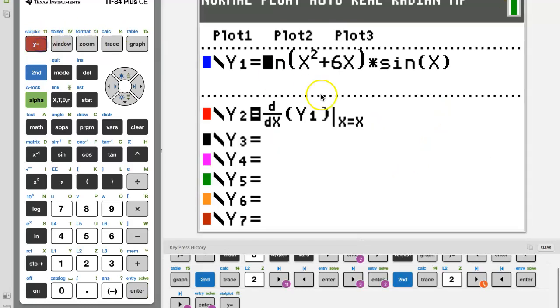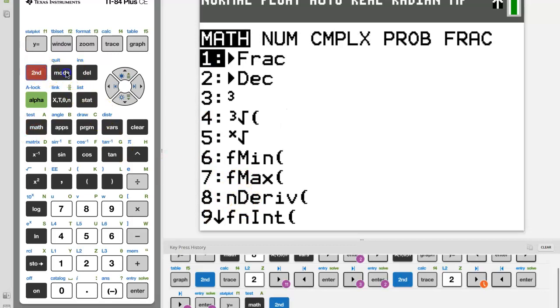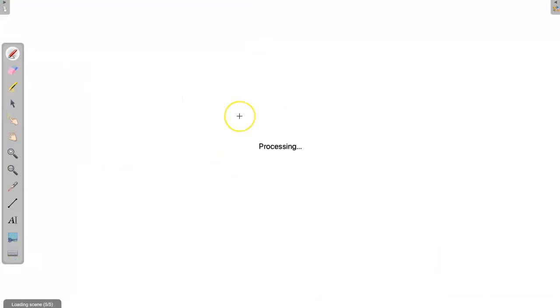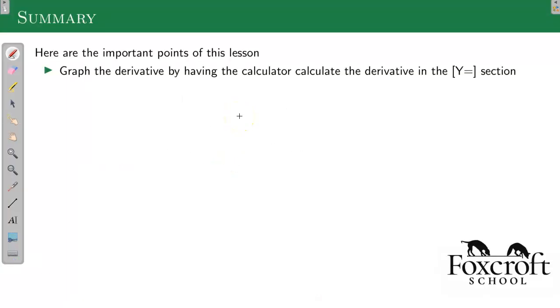So being able to graph the derivative using the Y= section and my nDeriv calculation gives you the derivative graph, and the derivative graph can tell you things like increasing and decreasing. So that's graphing the derivative on a calculator, using the Y= section in combination with the way we were finding derivatives earlier.